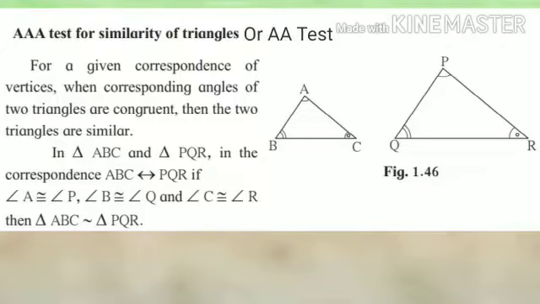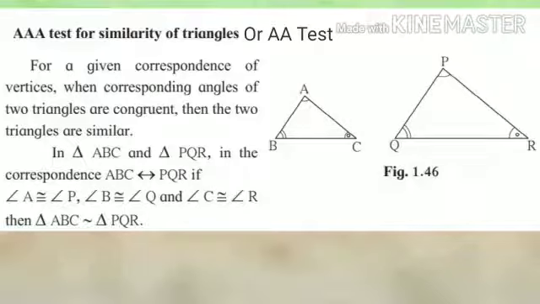Okay, first one is the AAA test for similarity of triangles, or simply the AA test. AAA test means angle test. If all three angles of the two triangles are congruent, or any two angles of the two triangles are congruent, then the third angle is automatically congruent. Then the two triangles are similar by the angle test.